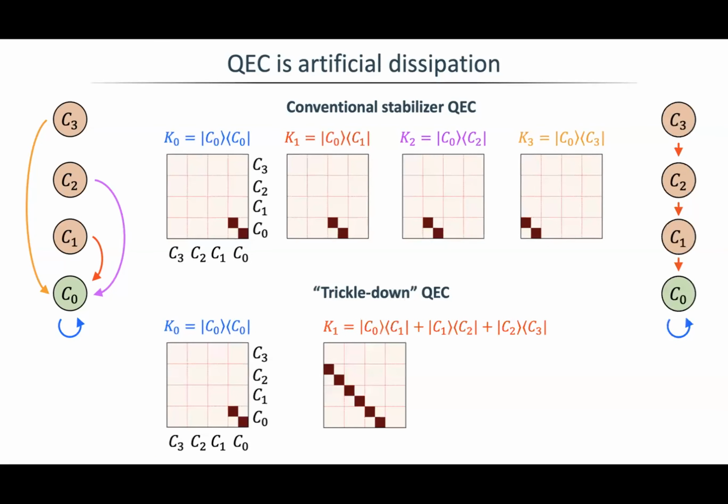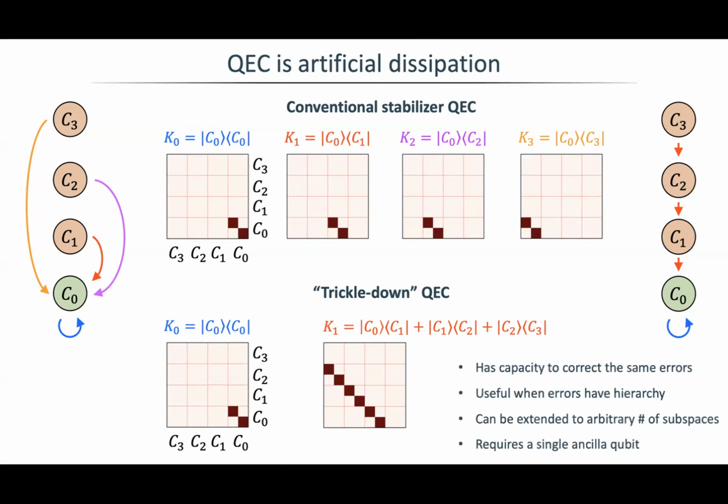But it's not the only way to do error correction. Here is an alternative approach. It's just a different kind of dissipation. This one has only 2 Kraus operators, so it's a channel of rank 2. The first one is the same as before. The second one transfers the state between these neighboring subspaces. So it goes from C3 to C2, C2 to C1, C1 to C0. Basically, all of these 3 red arrows are happening at the same time, which is also represented with this off-diagonal matrix.